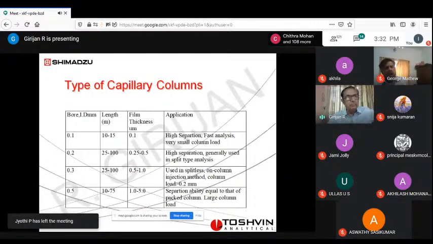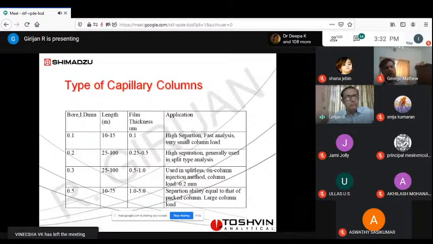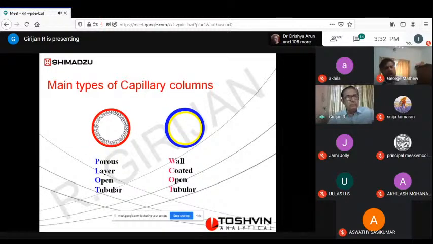For many of the samples, we'll be selecting a column in the narrow bore range, a narrow bore capillary column, having an internal diameter of 0.25 millimeter or 0.32 millimeter. 0.1 mm capillary columns, that is microbore capillary columns, are used for fast GC analysis or fast GCMS analysis. What is meant by that? You'll see that later. This is a type of capillary column.